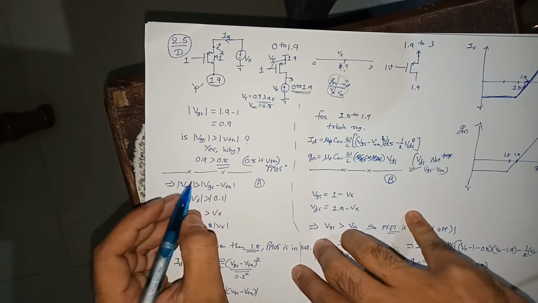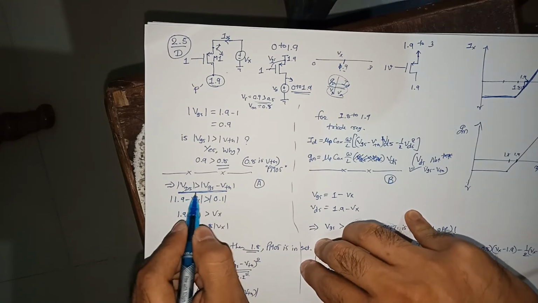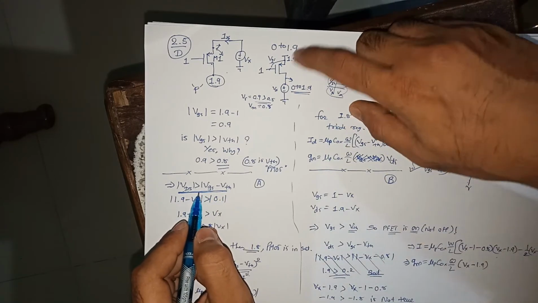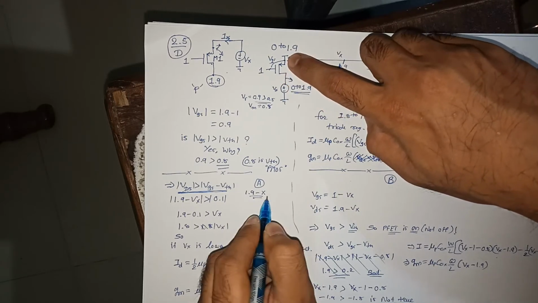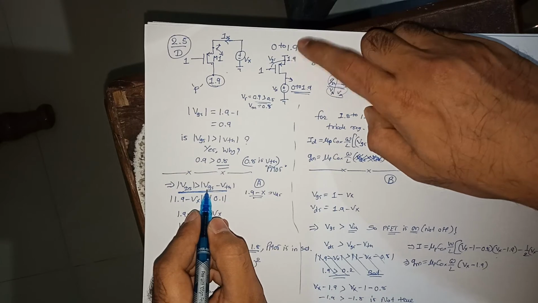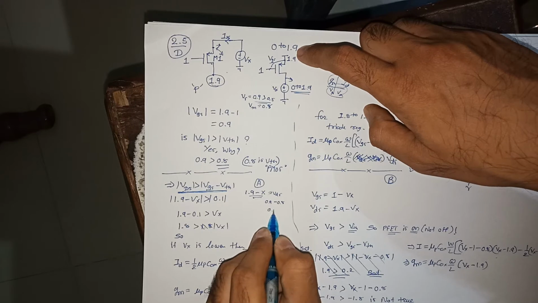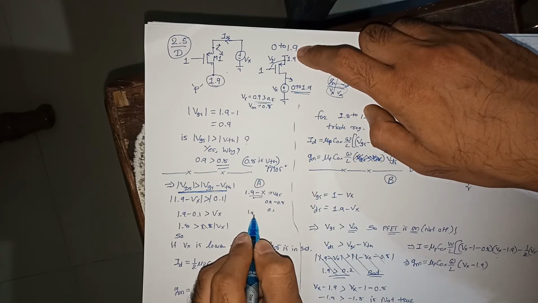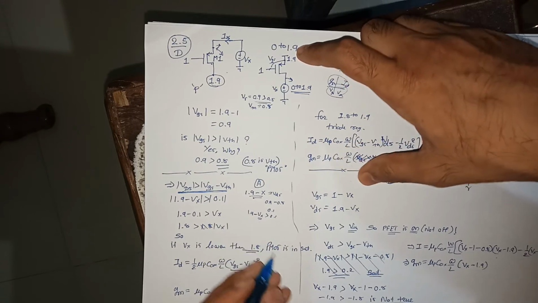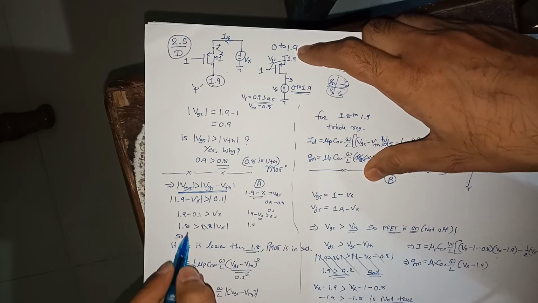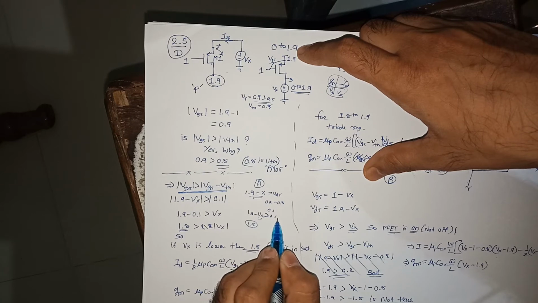Now let us write the condition for saturation, that is VDS should be greater than VGS minus VTH. What is your VDS? 1.9 minus Vx. What is your VGS? It is fixed at 0.9, and VTH is also fixed at 0.8, so the difference is 0.1. So 1.9 minus Vx should be greater than 0.1. For which voltage will that hold? For 1.8 it is equal to 0.1. So what will happen?